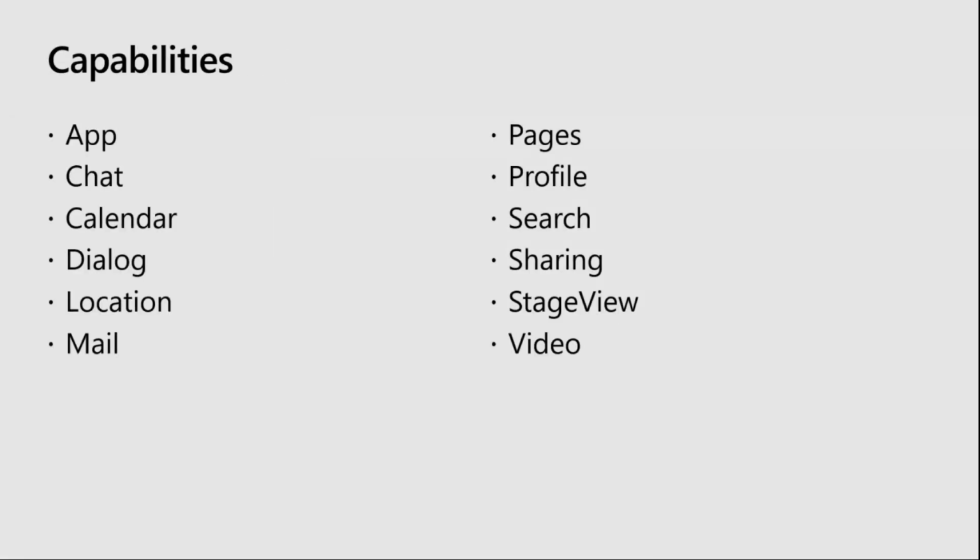Now, the Teams JavaScript client library has a number of APIs, and they're grouped into what are called capabilities. And these capabilities are provided to access different types of functionality within Teams. So you can see we've got a number of different capabilities, such as chat and calendar, being able to use dialogues, maybe checking profiles or using the search capability in Teams as well. Lots of different capabilities in there, but the first capability that you're going to start with is the app capability.